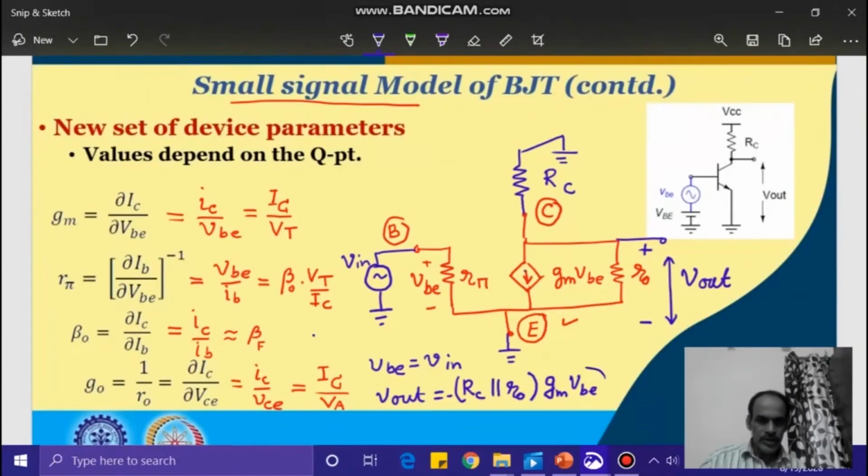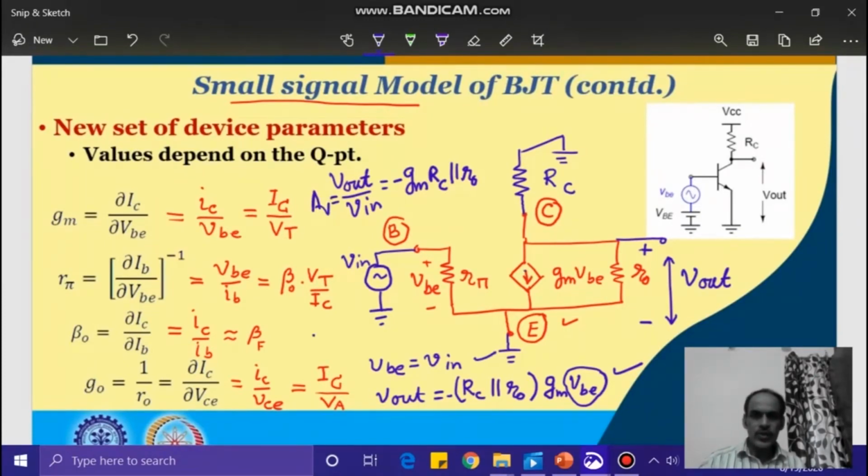By combining this equation and this equation, what we get is the expression of V out. I'm writing the expression of V out in terms of V in: V out equals minus Gm into RC in parallel with R0. This is nothing but the voltage gain of the circuit, AV. That's how the small signal equivalent circuit is utilized. So let's move to one numerical example to further illustrate this.